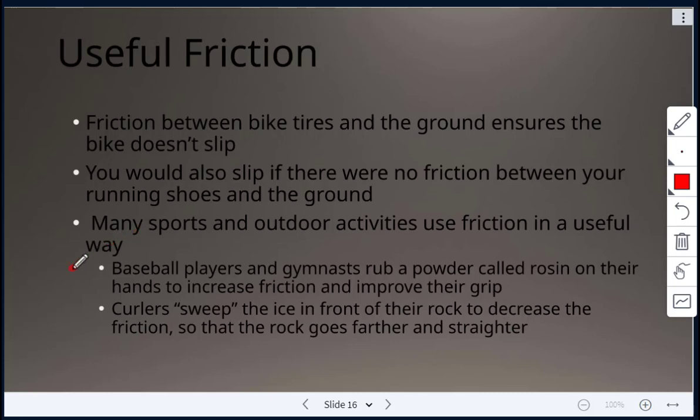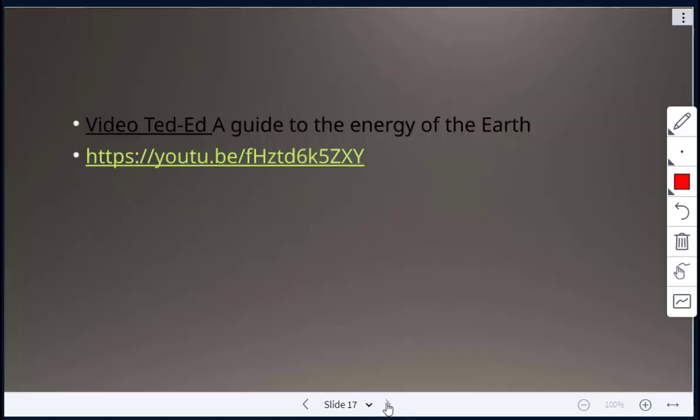For example, baseball players and gymnasts rub a powder on their hands called rosin to increase friction and improve their grip. Curling is a sport on ice. Curlers will sweep the ice in front of their rock, and that decreases the friction so that the rock is able to move further and straighter. So friction does have its uses.